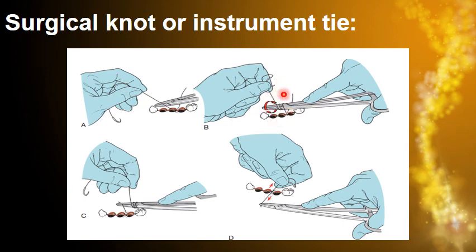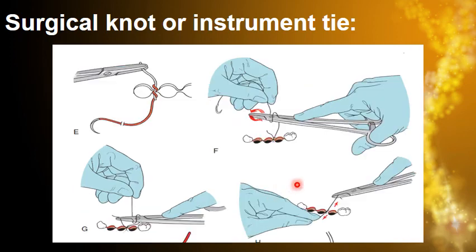I will wrap the long end around the needle holder in a clockwise direction 2 times. Clockwise direction means I will do the loops away from me. Okay? Then I will open the needle holder and grasp the free end or the loose end of the tie and pull it through these loops and do the first tie. This is the first step.